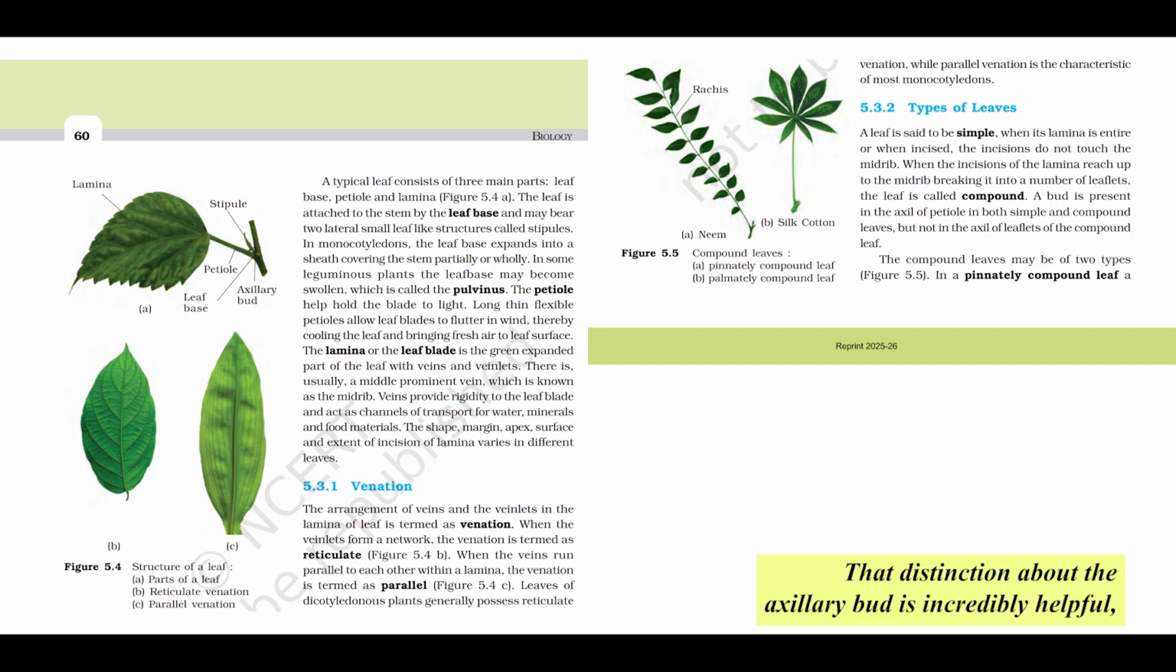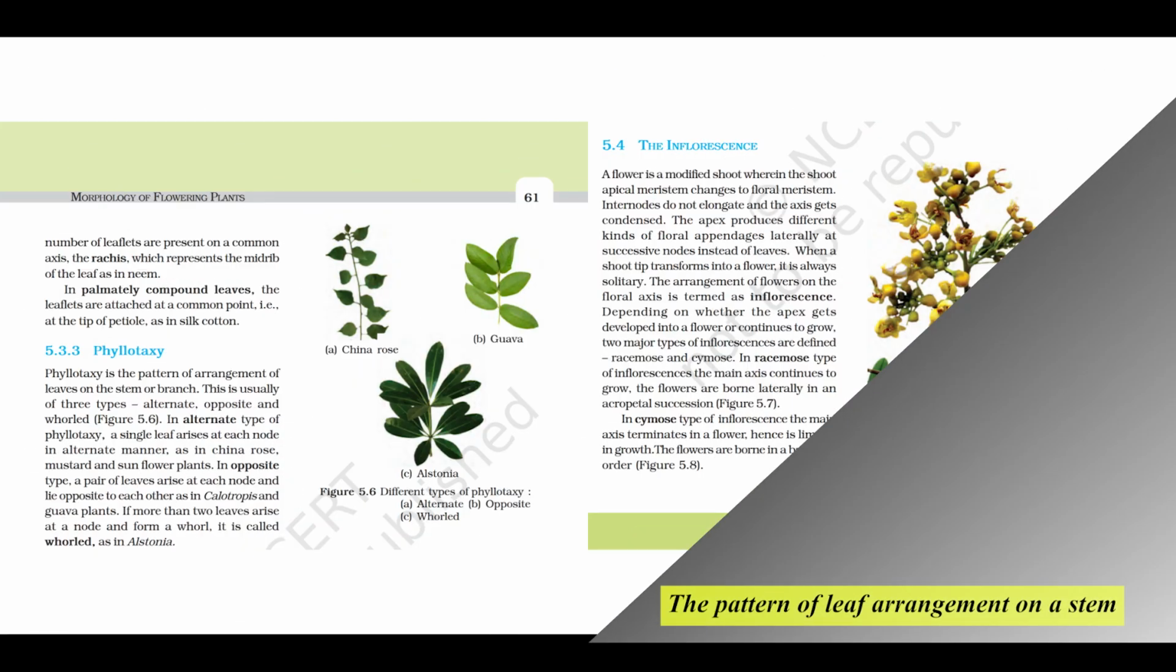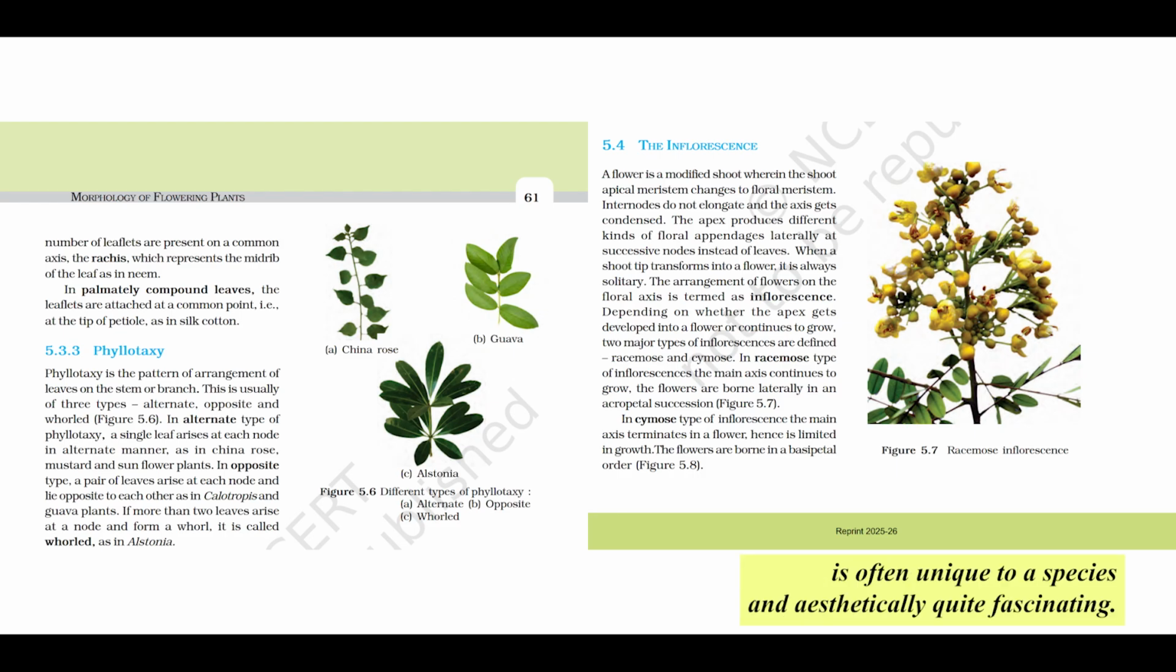Got it. That distinction about the axillary bud is incredibly helpful and, as you said, so vital for competitive exams to classify correctly. Now let's talk about phyllotaxy. The pattern of leaf arrangement on a stem is often unique to a species and aesthetically quite fascinating. Can you explain the main types of phyllotaxy and maybe why this arrangement matters biologically?